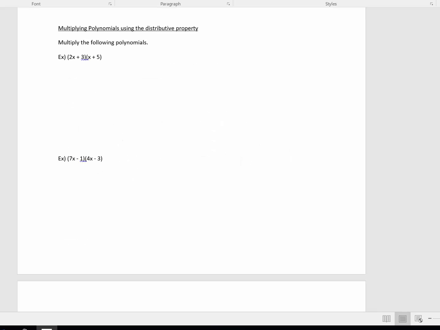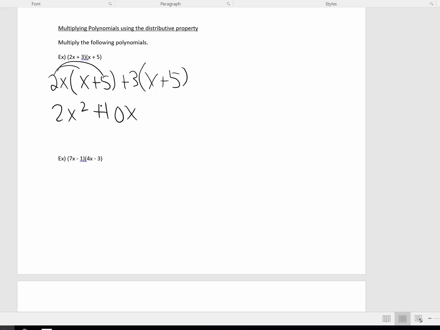So now we're going to multiply polynomials using the distributive property. Now, instead of having one term, we have two terms here. But we can still use the distributive property. I'm going to take this 2x and multiply by every single term that's here, which is x plus 5. And I'm going to do the same thing with this positive 3. I'm going to multiply by every single term here. And now I can use the distributive property. 2x squared plus 10x plus 3x plus 15. Combine like terms. So that's 2x squared plus 13x plus 15.